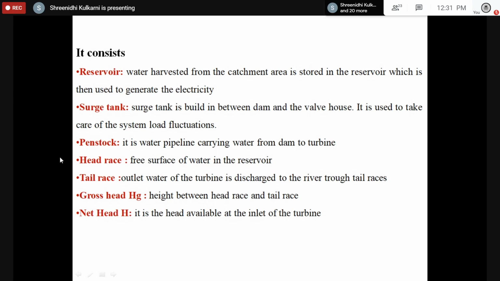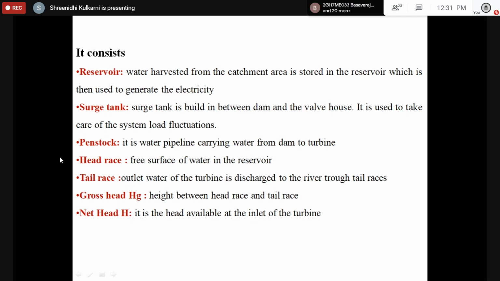Then what is tail race? The outlet water of the turbine is discharged to the river through the tail race. Once the work is completed in the turbine, the water is discharged to the river. That we call the tail race, the bottom of the turbine unit.